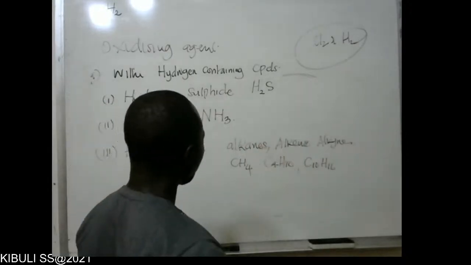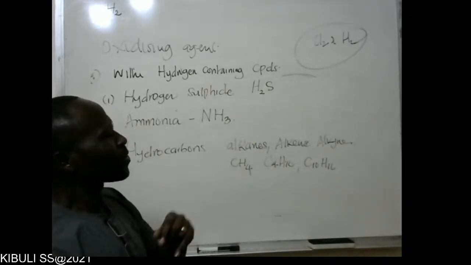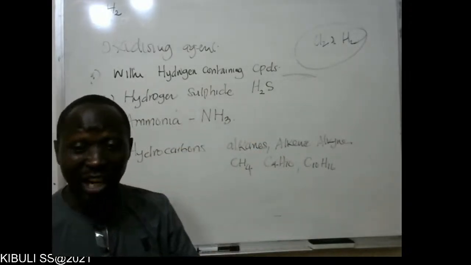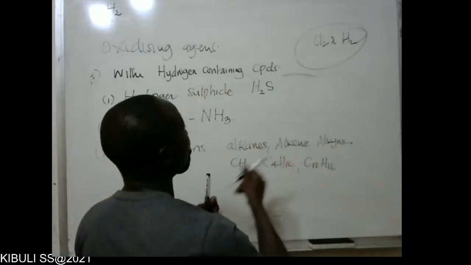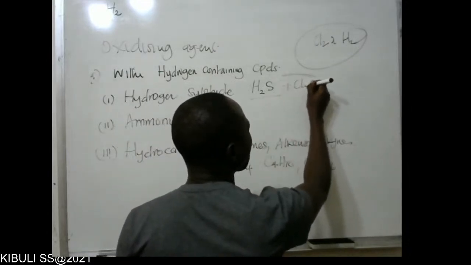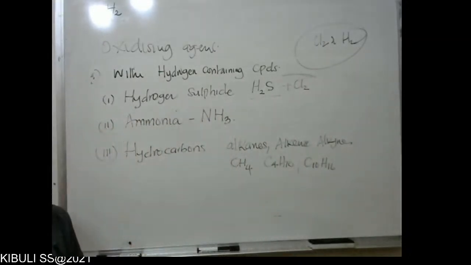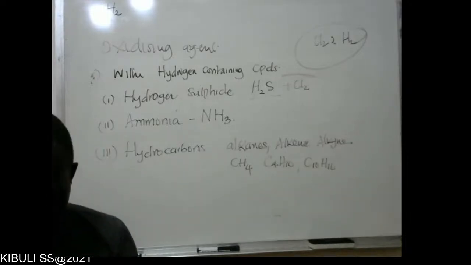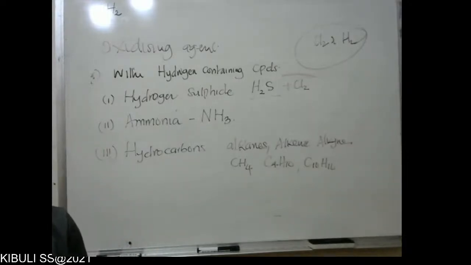So you can guess, what do you think will be seen? An observation, what can be seen? Hydrogen sulfide is a colorless gas. Now you are trying to bring in chlorine. What do you think will be the product of this reaction? Displacement. Yes, so a displacement reaction. As you are figuring out, hydrogen chloride, is it hydrochloric acid?